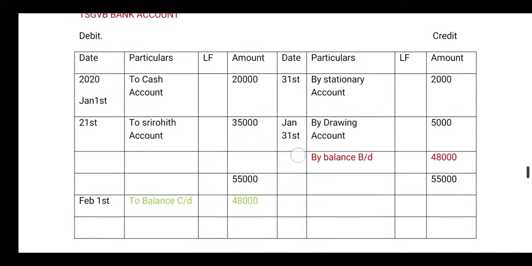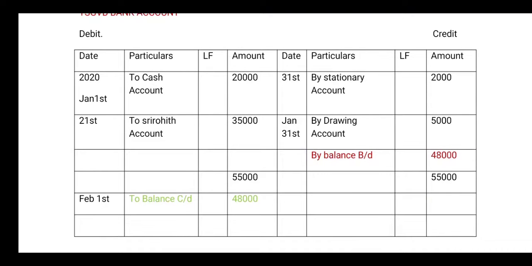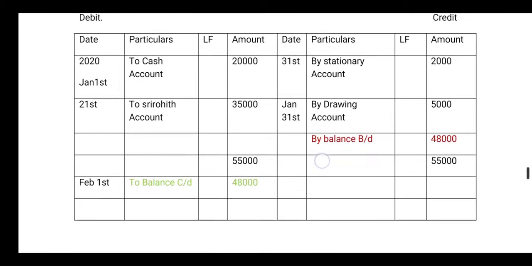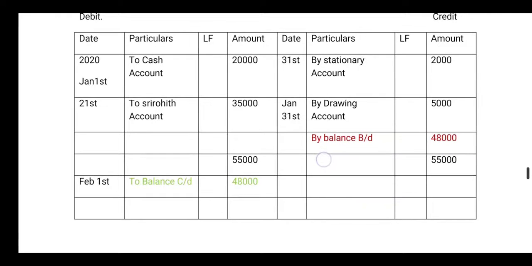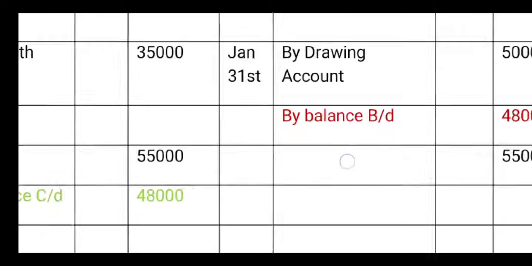the bank account. Here to the debit side, bank entries, and to the credit side, bank entries, that's what we explain. Then the cash account: on 1st January we deposited 20,000 in the bank, that's the reason the cash account is debit. Then on 21st, Sri Rohit deposited cash for the purpose of bills receivable.